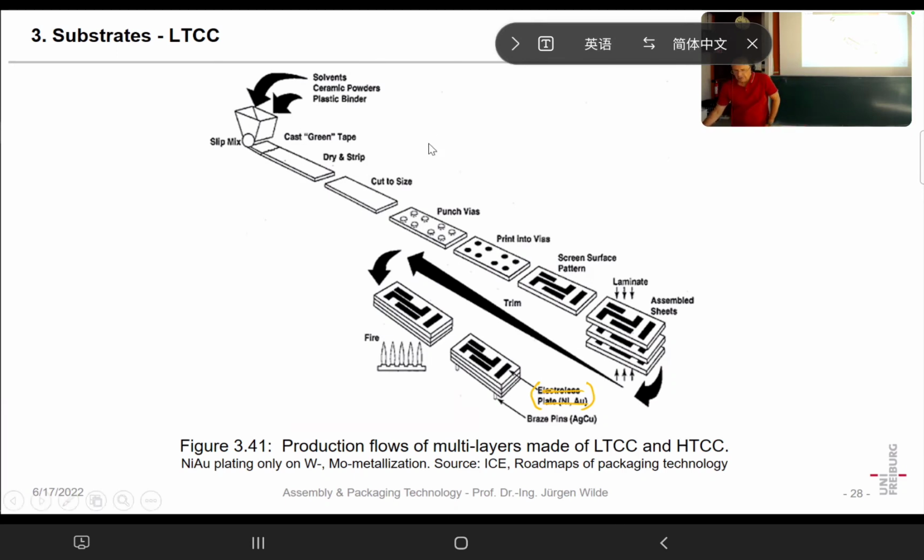But the process for that is we have the green tape, which is extruded or cast, then it's cut to size. Of course, we punch here the registration holes. We punch vias, print into vias. We print the surface pattern. We laminate it. We first burn out organics and fire. So here that is shown as one step. Maybe I write it down here.